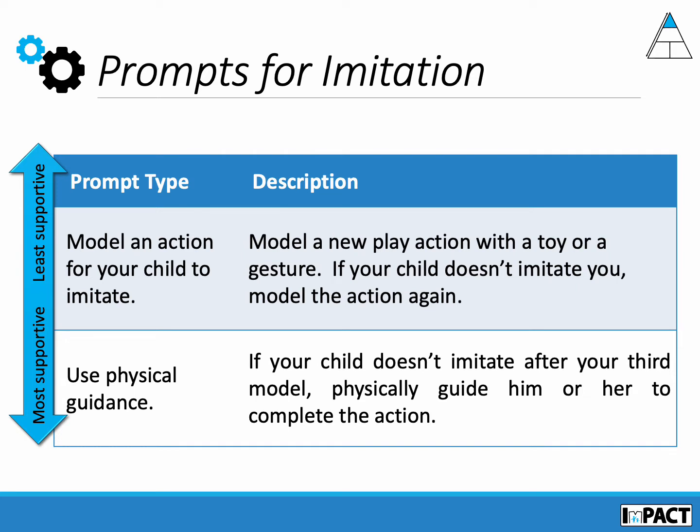Once you model the new action, wait to give your child a chance to imitate the action independently. If your child doesn't imitate after about 5 seconds, add more support by modeling the same action with the same simple language again. You can do this twice. Wait after each model to see if your child imitates you. Keep the verbal model the same each time the action is modeled. If your child does not imitate your action after the second model prompt, physically guide your child to imitate the action.